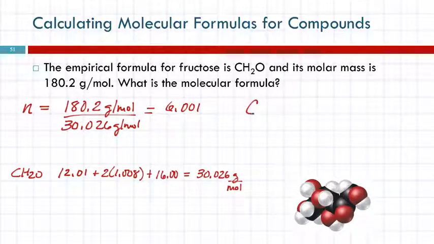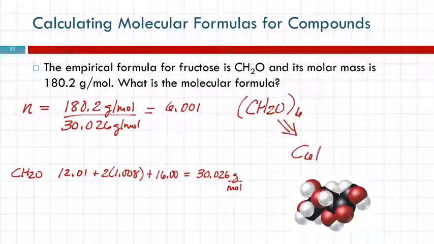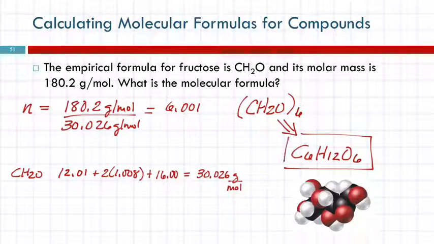So that tells me that I take this empirical formula and I multiply all the subscripts by 6. Don't leave it like this. That's not a correct formula. This is an illustration, a tool to show students what we're doing. The formula is C₆H₁₂O₆. That's the molecular formula. You can check it by calculating the molar mass of this formula, and you should get the 180.2.